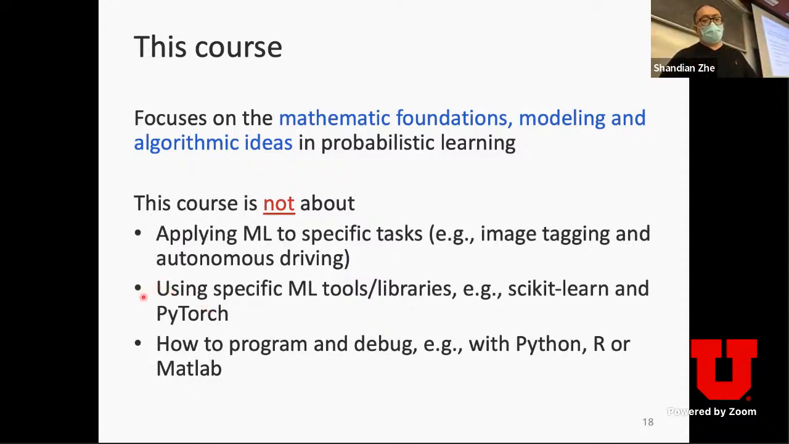And it's also not a tutorial about how to use specific machine learning tools or libraries like scikit-learn, PyTorch. This is not our job. As undergrad students, I believe everyone has the capability to read the documentation and pick up those libraries by yourself. You guys should be good at that. And how to program and debug, right? And we believe that you have already had some programming experience. You're not scared about writing several lines of code.